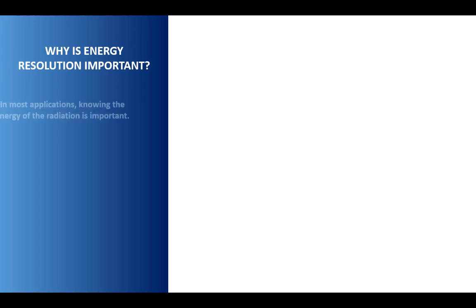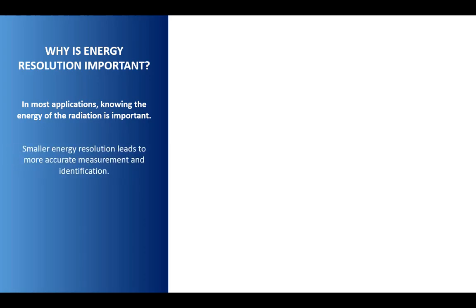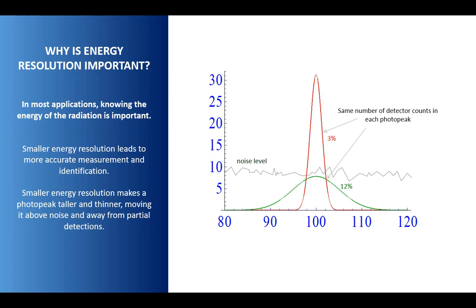But all of this leads to the question, why is energy resolution so important? Well, most radioactive sources give off a specific energy. So if we know the energy, we can determine the source. Smaller energy resolution means that we can be certain of the energy of the radiation. It also means that the peak will be taller and thinner, raising it out of any background noise and away from partial detections. Energy resolution can also be used to track the age and degradation of a scintillator. Energy resolution is one of the most important properties of a scintillator.